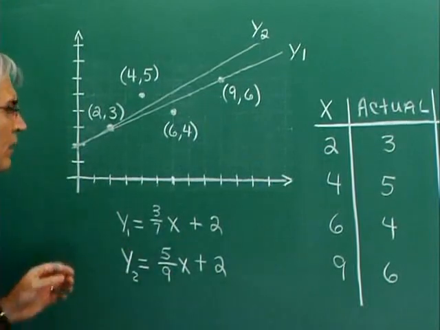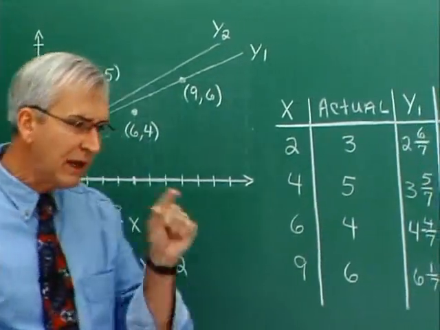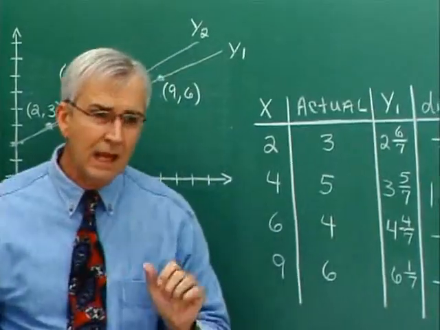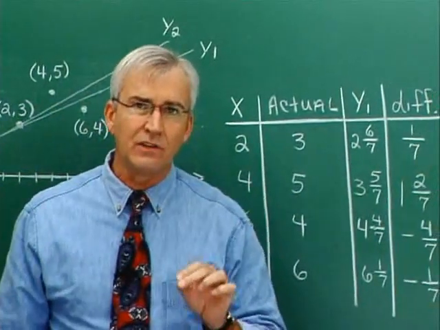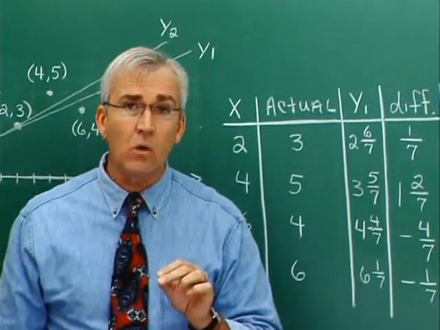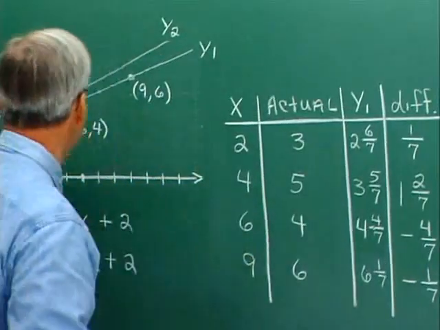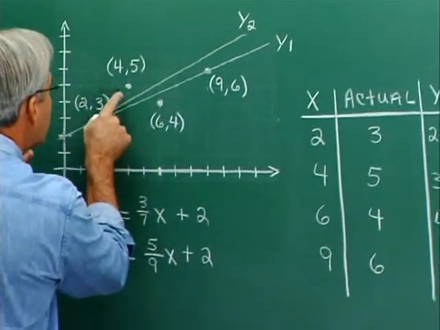Okay, so we're going to take those distances and we're going to square them. And we're going to add those squared distances. Okay. Now, how do we get those distances? How do we get the distance from here to there?